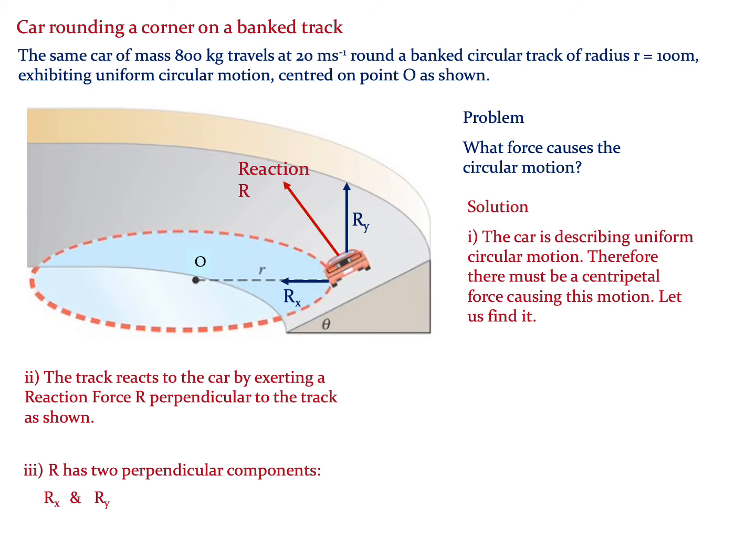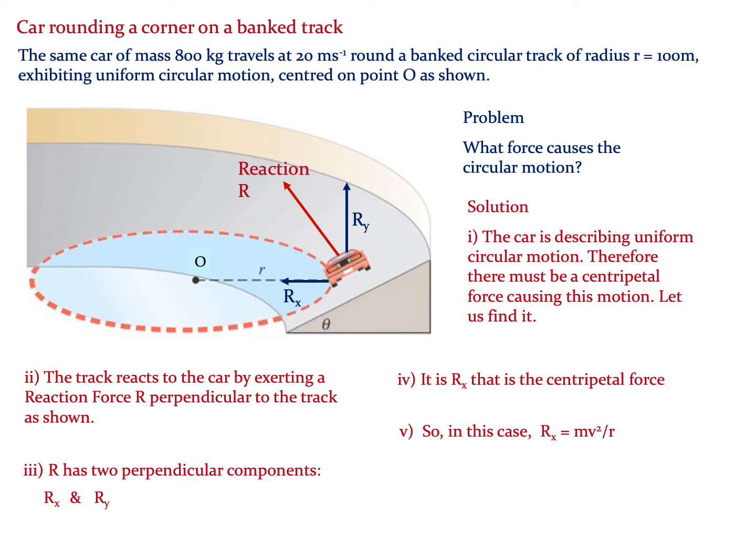Ry points vertically upwards. It does not contribute to the centripetal force in any way because it's not pointing towards the centre of the circle. So it's Rx that is the centripetal force, in which case we can say that Rx, that horizontal component of the normal reaction force, is mv squared over r.